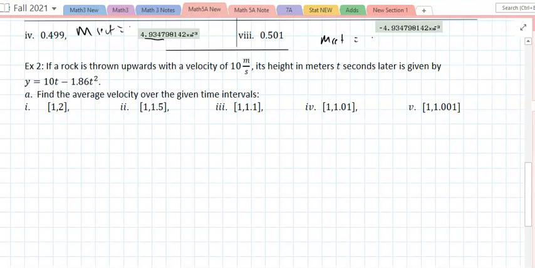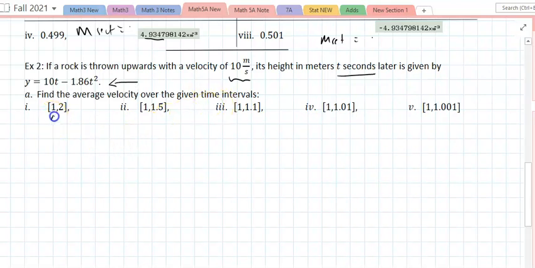Example 2: if a rock is thrown upwards with an initial velocity of 10 meters per second, its height in meters t seconds later is given by this equation. Y is the height, 10t minus 1.86t squared. Find the average velocity over the time interval.